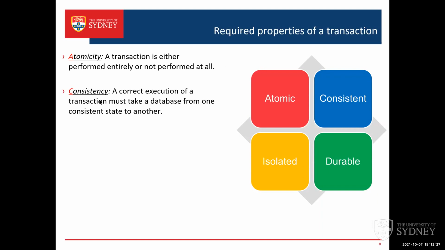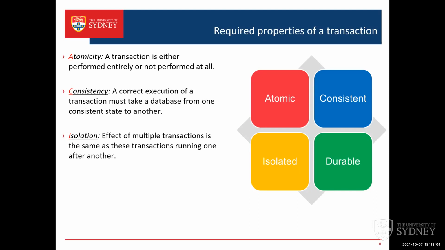Consistency simply means a correct execution of a transaction must take the database from one consistent state to another. What does consistent state mean? That the data we have in the database is fulfilling all the requirements that we have. Requirements simply means all the ICs. If you remember, IC means integrity constraints, right? So all the integrity constraints that we have in a database, we need to make sure that after we make some changes using a transaction, all of those conditions are still satisfied. So that is what consistency means.